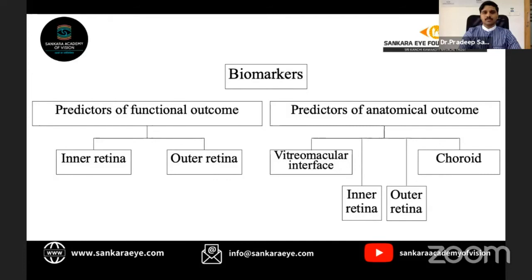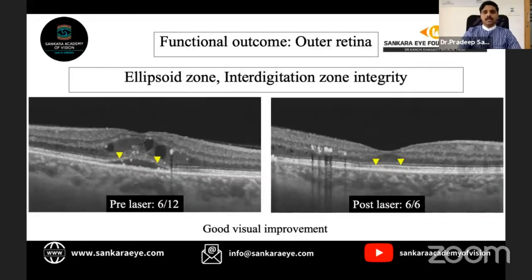Coming to the predictors of functional outcome related to the outer retina, the integrity of the ellipsoid zone and the interdigitation zone. Here we can see that the ellipsoid zone is intact even at the area where there is a macular neurosensory detachment, and post-treatment we can see that there is complete resolution of macular edema and there is an intact ellipsoid zone and an interdigitation zone. So the patient gained a very good visual acuity.